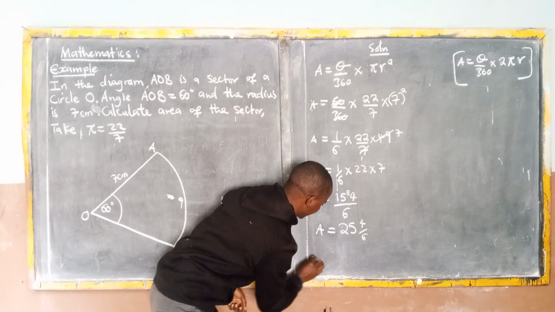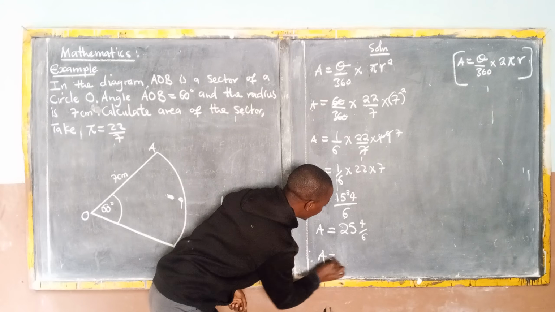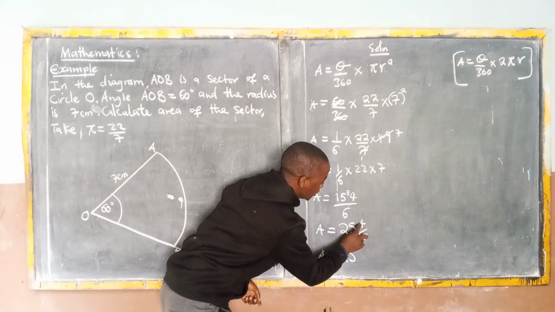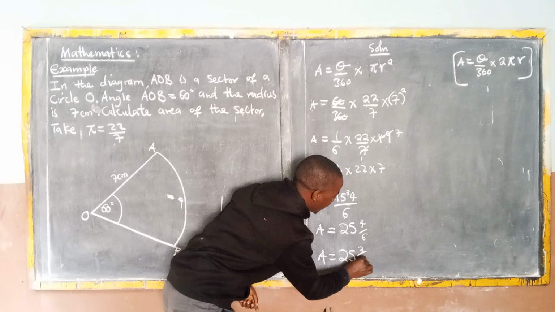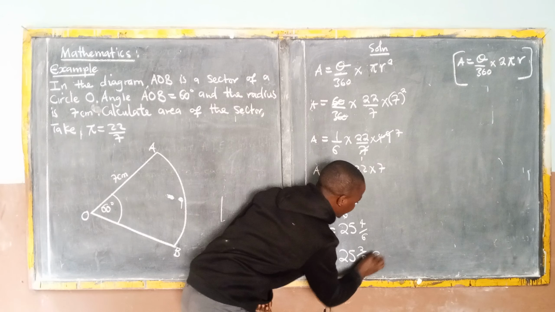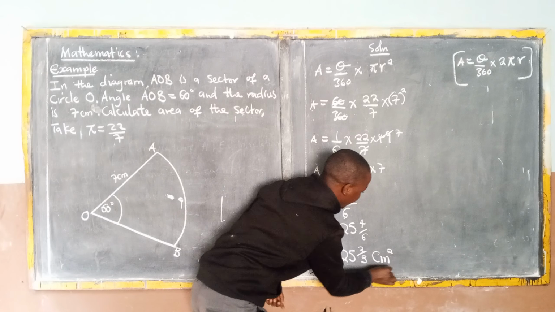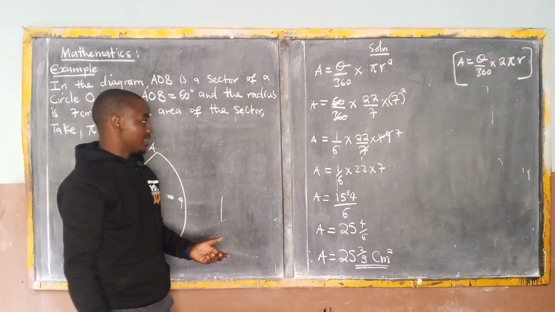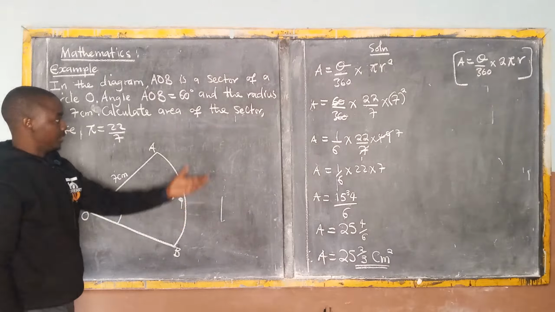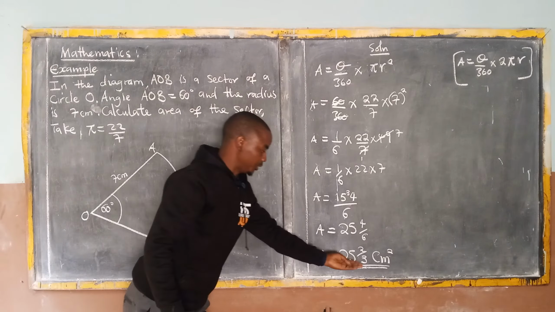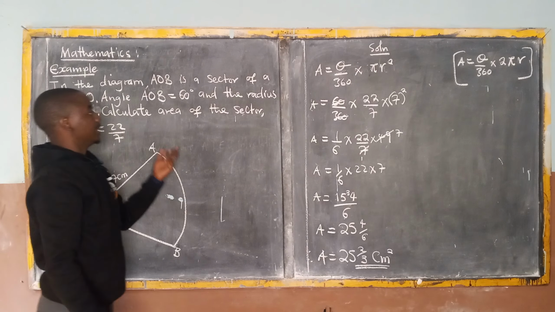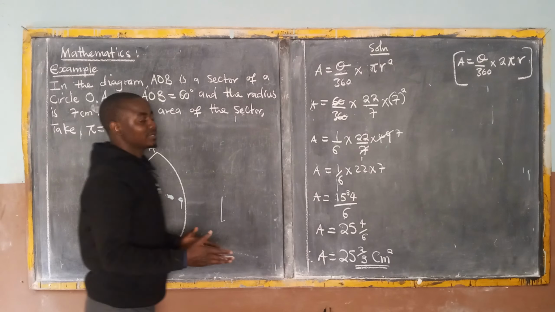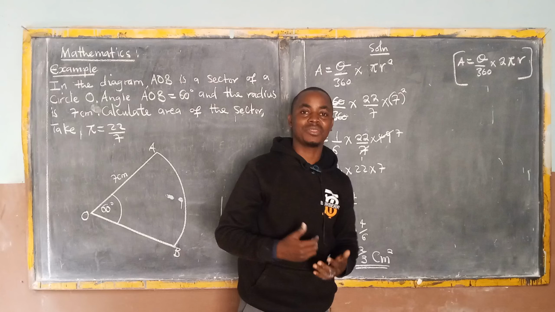So I'll have my 4 divided by 6. Therefore, I can say area will be equal to 25. Then if we reduce this one, 2 into 4, we have 2 divided by 3. Then because it is the area, I'll have centimeters squared like that. So this is the answer, which is considered to be our conclusion in the question that we have just been given. So follow the step-by-step concept in order for you to come up with the correct answer.